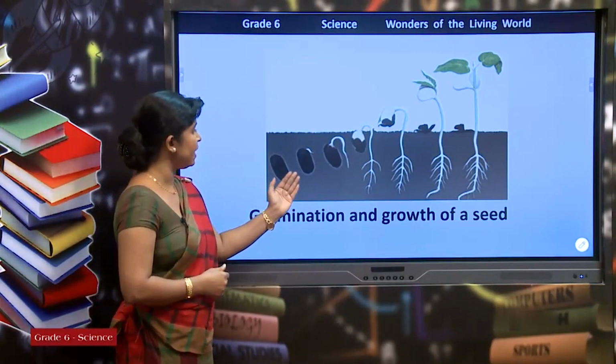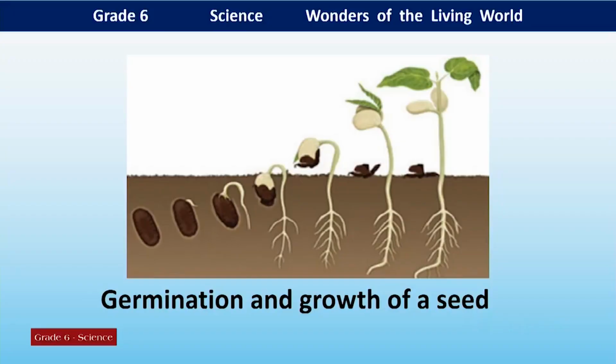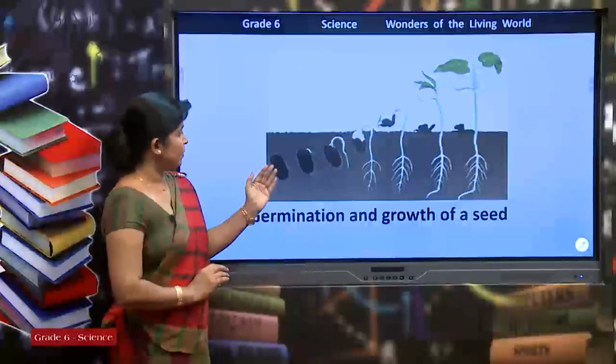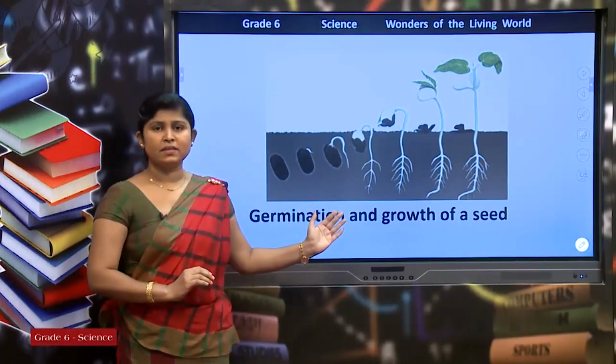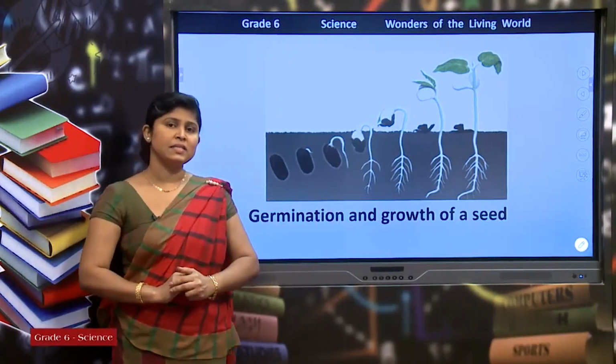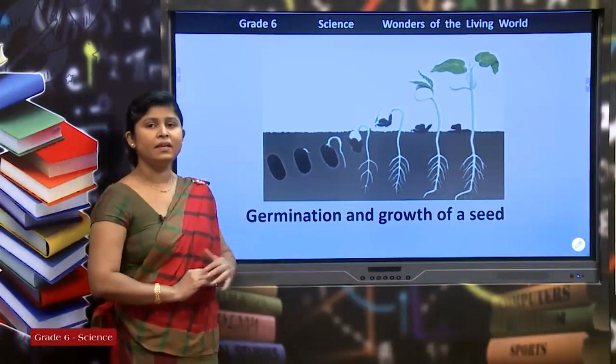Then the seed has started to germinate, right? Germination and growth of a seed: you can see the seed is germinating and it has become a plant. That is also an example of the growth of plants. My dear children, now you can see the growth of the plant, how the growth of a plant is taking place by looking at the diagram.